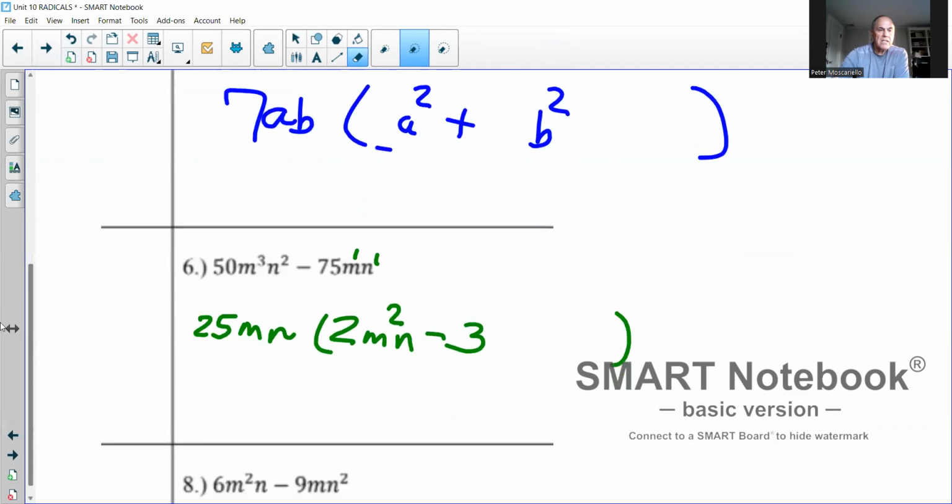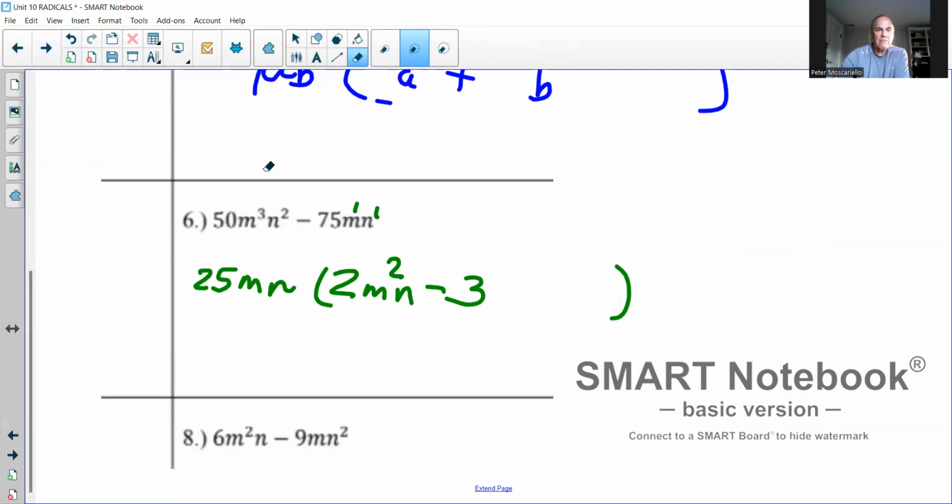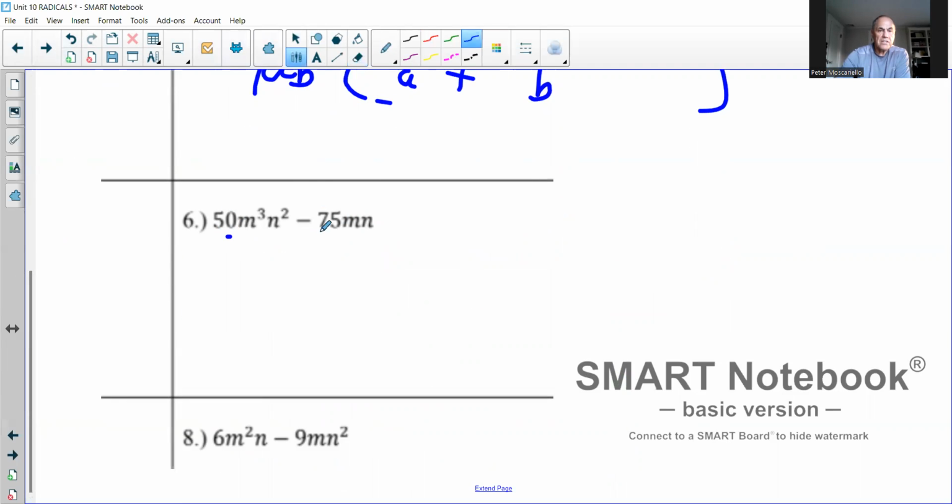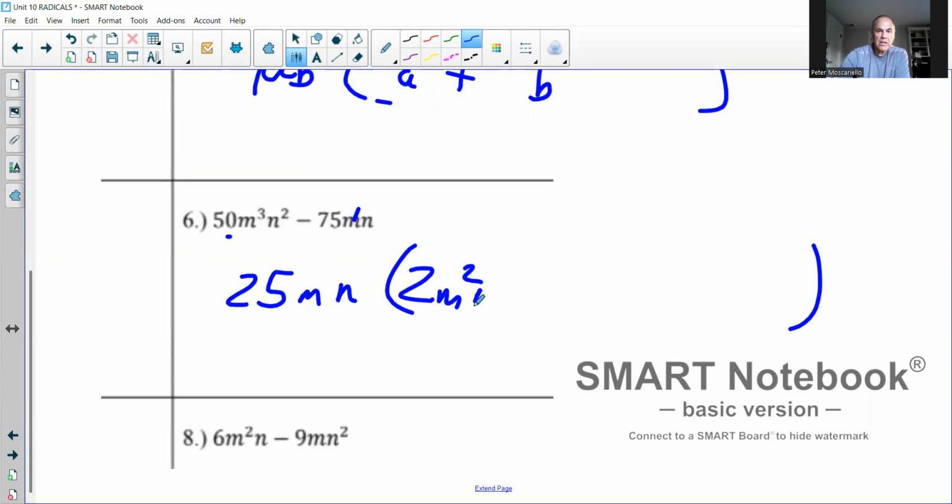Okay. Hey, number 6, the answer is already there from my previous video. All right, so 15, 75, 25. You can take out 1m, 1n. 50 divided by 25 is 2. 3 m's, took 1 out. 2 n's, took 1 out. 75 divided by 25 is 3. 1m, took it out. 1n, took it out. That's it.